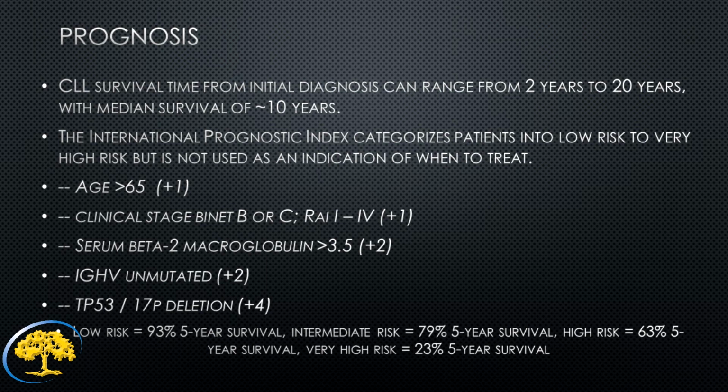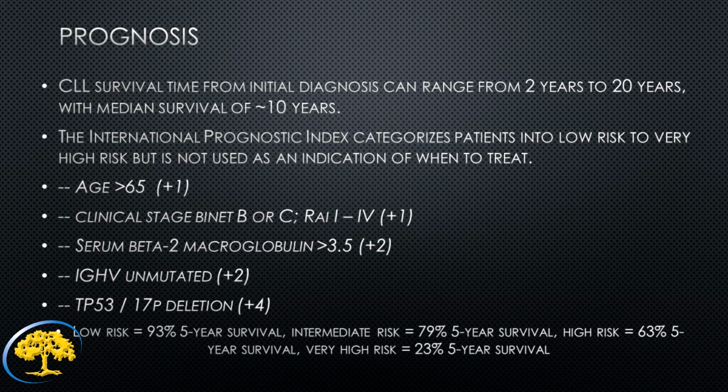So for somebody who is low risk, say your only risk factor is your age, you're greater than 65 years old, someone with low risk, their 5-year survival is actually 93%. What that means is that 93% of people who are diagnosed and who are low risk will still be alive 5 years later. If you are intermediate risk, your 5-year survival is 79%. If you're high risk, your 5-year survival is 63%.